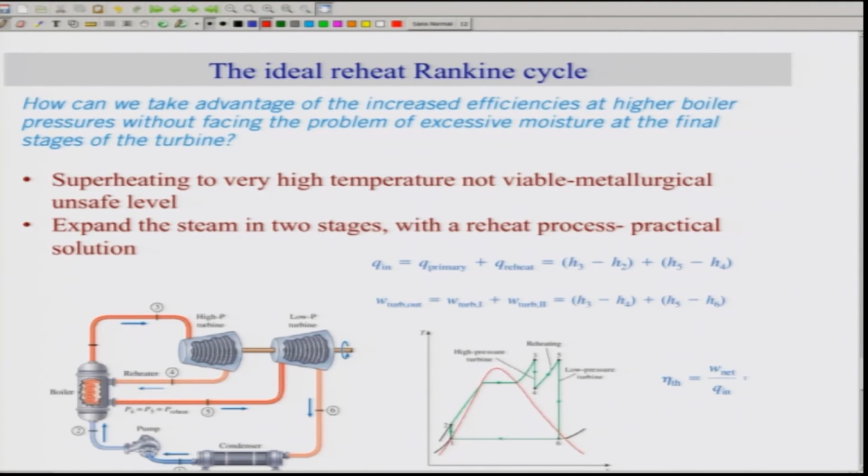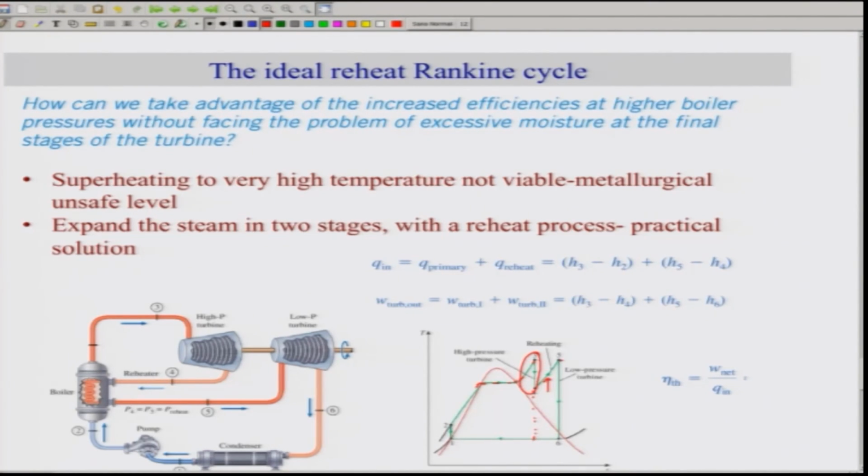So how can we take advantage of the increased efficiency at higher boiler pressure without facing the problem of excessive moisture at the final stages of the turbine? What we can do is expand this steam in 2 stages. So instead of going down here, what we can do is stop here, take out the steam and reheat again. So you can have one turbine here and another turbine. One turbine works at high pressure because this is at higher pressure, and the other turbine works at low pressure because this line here, which is reheated, is at a low pressure.